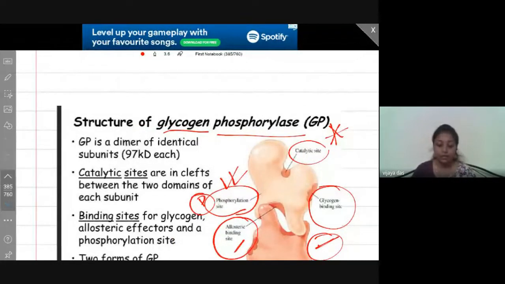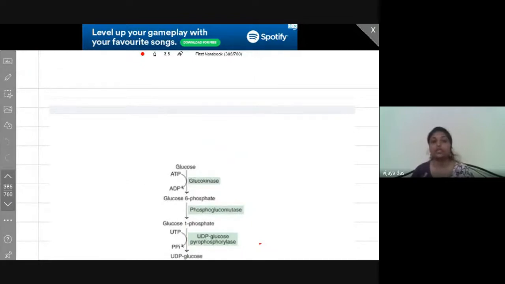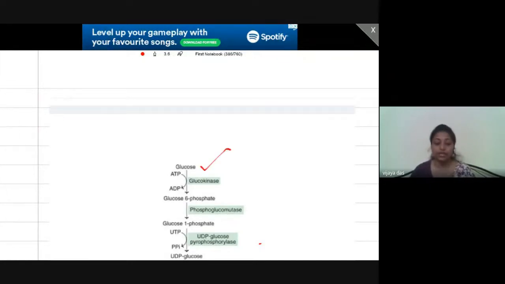Now we will see the next enzyme, that is glycogen synthase. What is the purpose of this glycogen synthase enzyme? To synthesize glycogen, right? To make glycogen. And how will this glycogen be synthesized? By combining the glucose. That is, when there is a lot of glucose in the body, all the glucose molecules will be arranged one after the other and a long chain of glycogen will be formed.